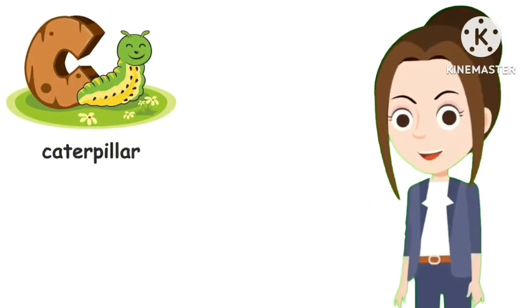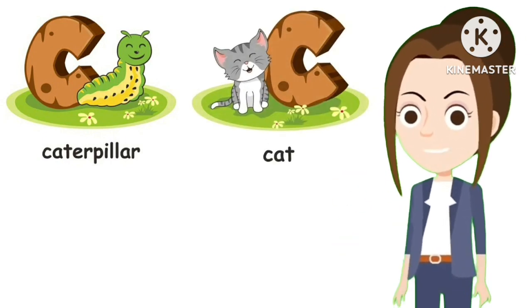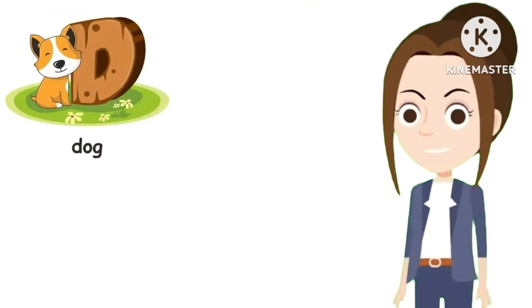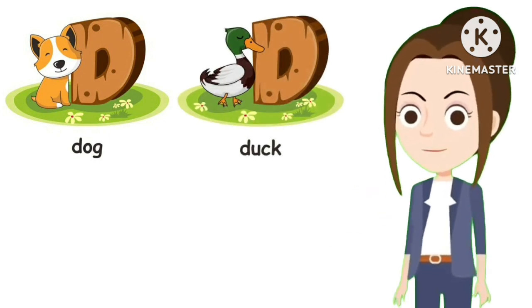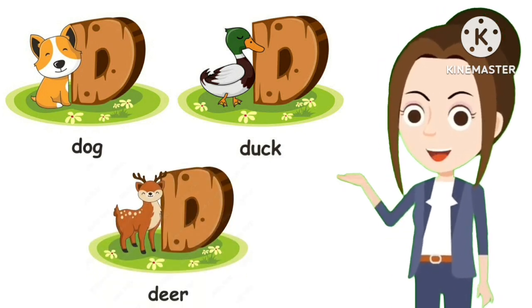C for caterpillar, C for cat, C for crab. D for dog, D for duck, D for deer.